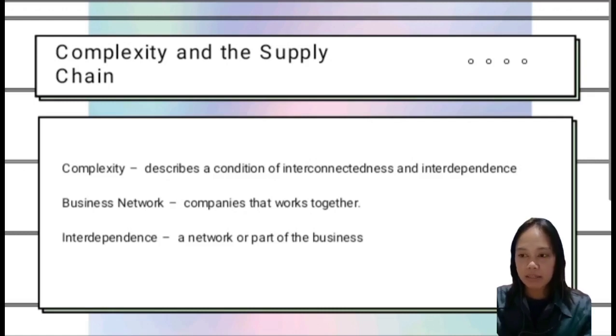Interdependence, on the other hand, is about relying on other businesses for survival and growth, because of worst events that cannot be avoided in the business environment.